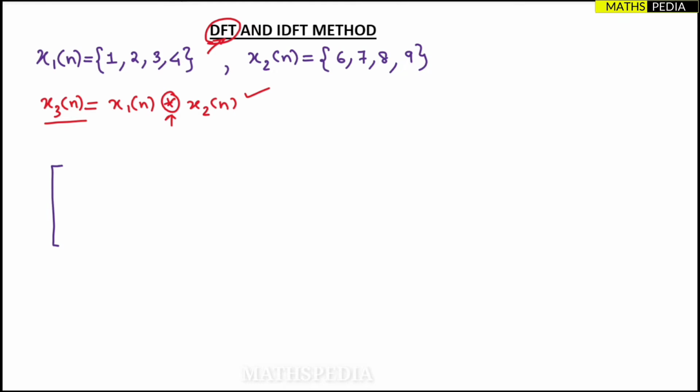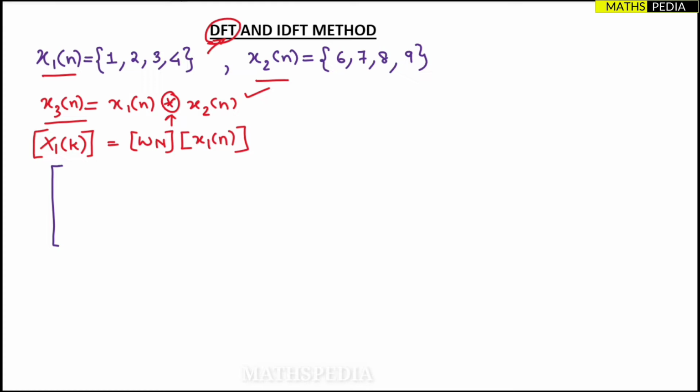So we have to find the DFT of each sequence first, that is x1 of n and x2 of n. What will that be? It will be x1 of k. How are we going to find it? Using a matrix. So x1 of k will be equal to the matrix of WN, the twiddle factor you might have studied, multiplied with the matrix of x1 of n. So these are all matrices.